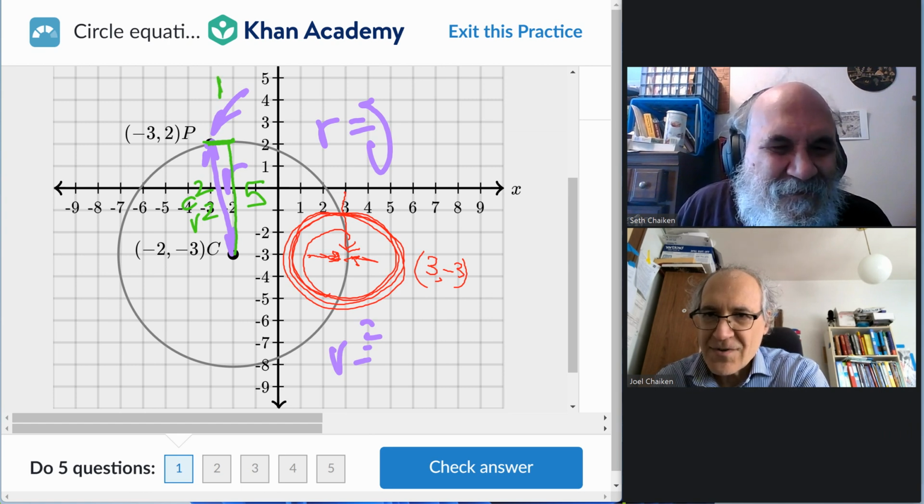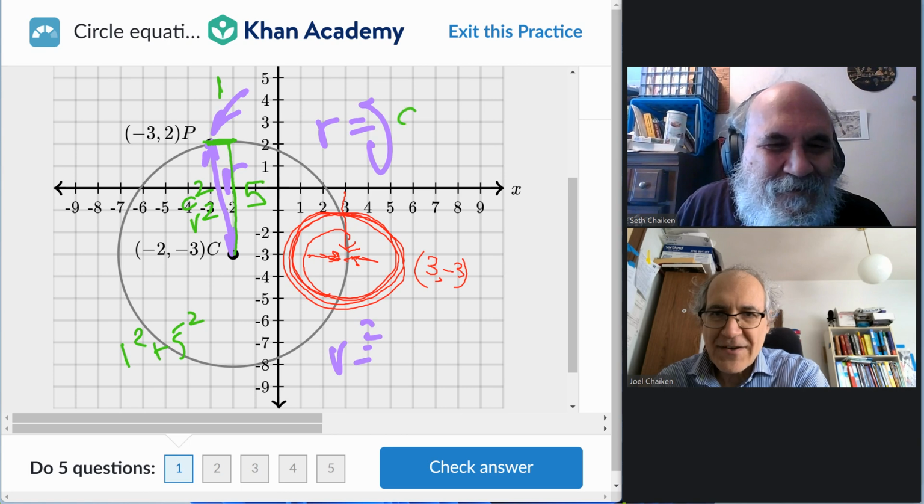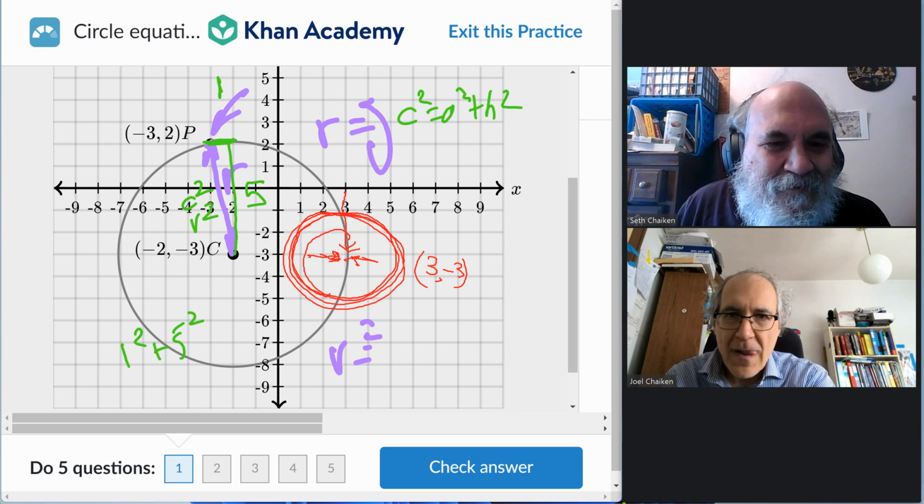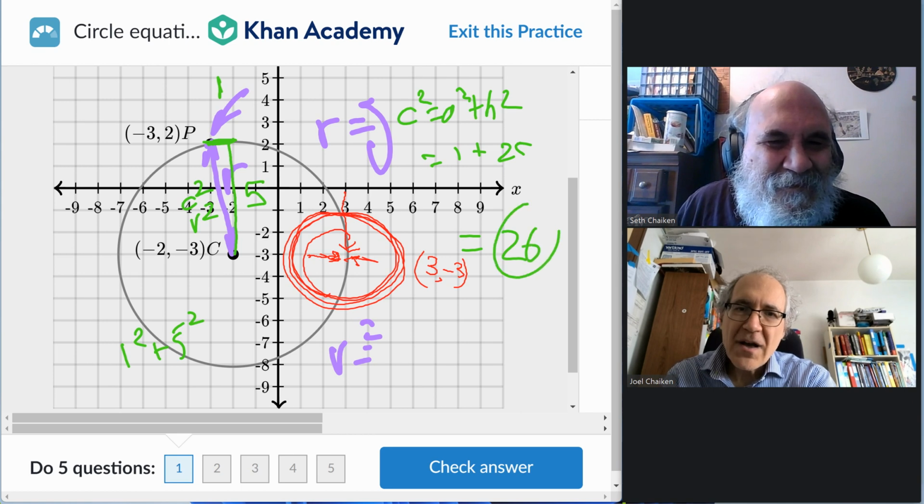Because you go from -2 to -3. So we use the Pythagorean theorem: 1 squared plus 5 squared. The Pythagorean theorem is c squared equals a squared plus b squared. That gives us the hypotenuse, which is the radius squared. So it's 1 plus 25.